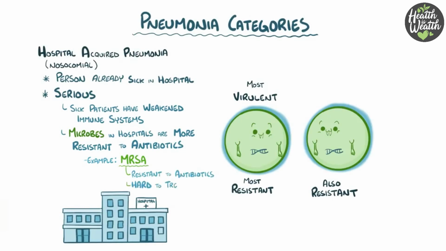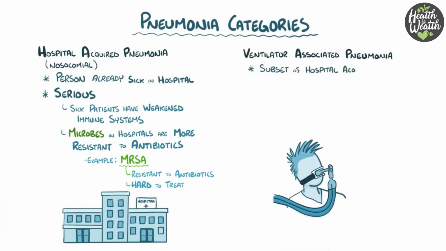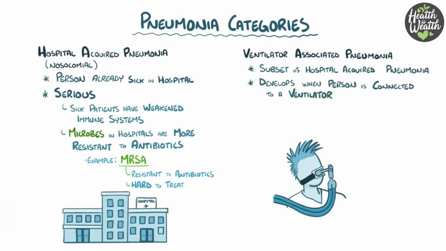Another category of pneumonia is ventilator-associated pneumonia, which is a subset of hospital-acquired pneumonia, but it specifically develops when ill individuals are connected to a ventilator. Oftentimes there's a biofilm, which is a mix of bacteria, sugars, and proteins that can coat a surface, that forms on the endotracheal tube. Individuals on a ventilator can't cough and are often pretty sick already, so over time microbes can move from the tube directly into the lung and cause a pneumonia. Now, in addition to inhaling microbes, there are also other ways to develop pneumonia.